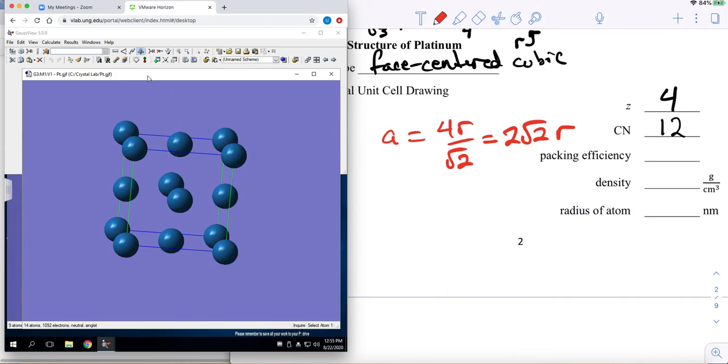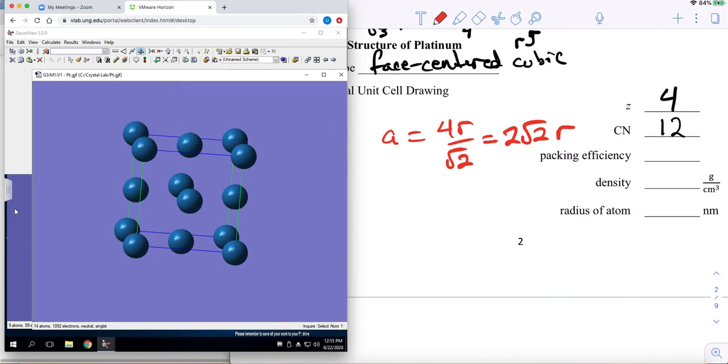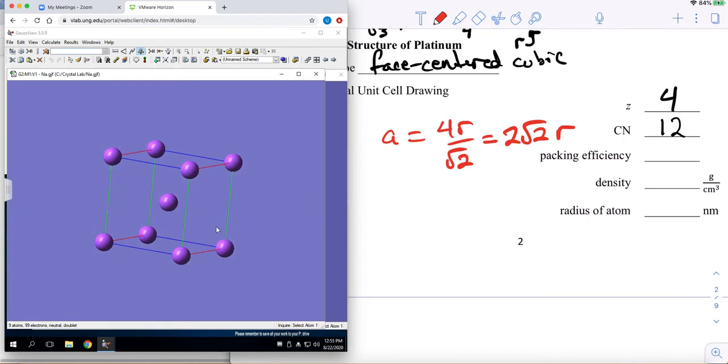Like in the case of platinum, as far as when you're labeling it, like our previous examples, like sodium, do your best to draw what a body-centered cubic cell looks like. They don't have to be perfect.